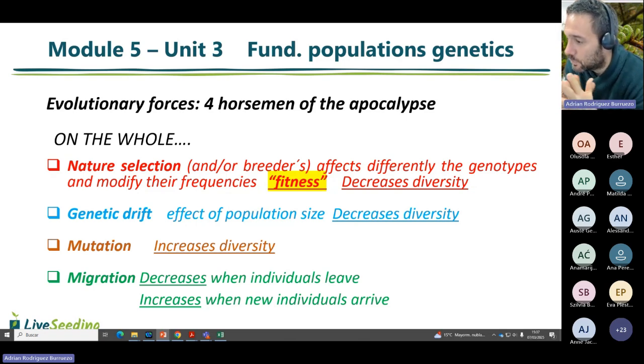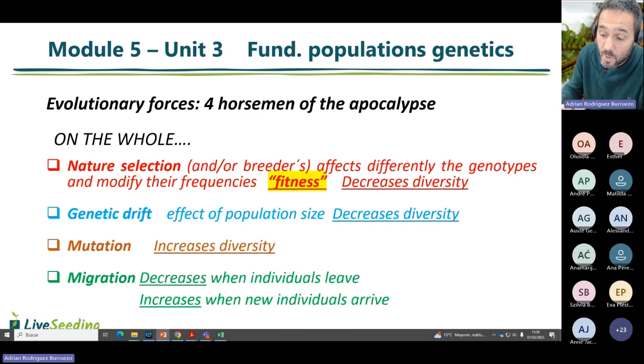And now, to finish, the other two evolutionary forces. Mutation always increases diversity because mutation provokes the appearance of new genes, new variants of the alleles. So if in a population you have individuals which result from the combination in pairs of allele A1 or A2, mutation will provoke the occurrence of a third variant.